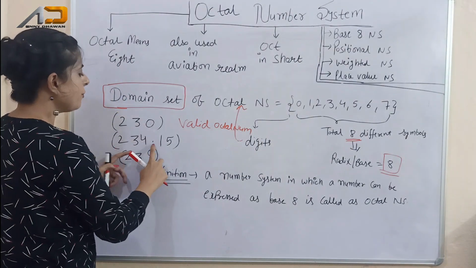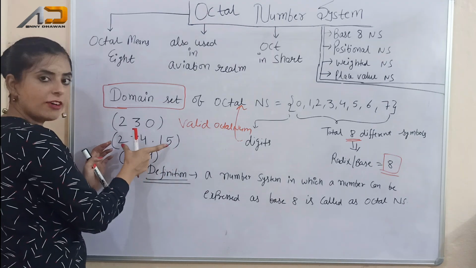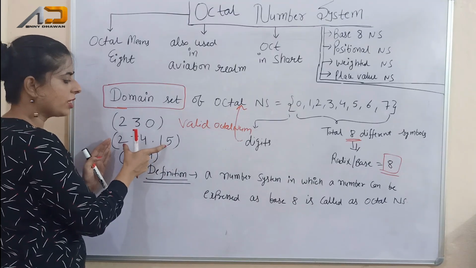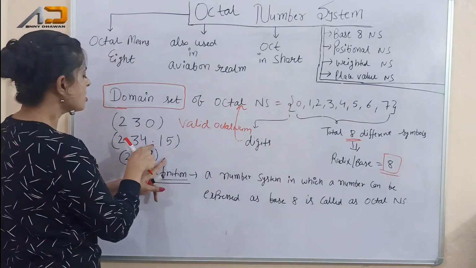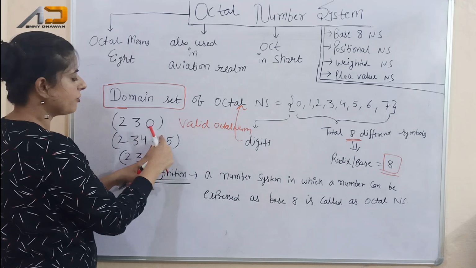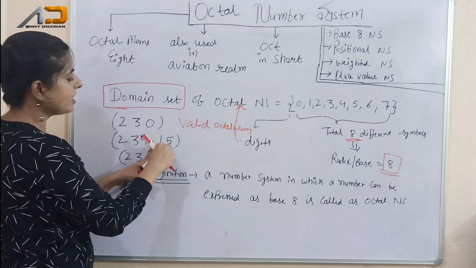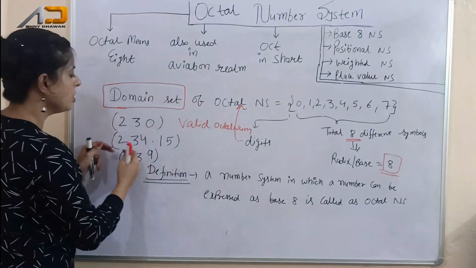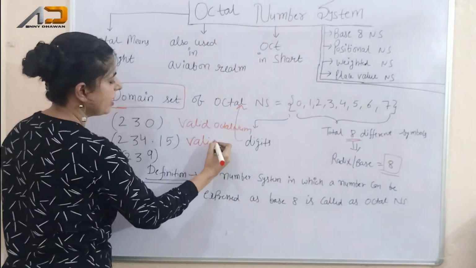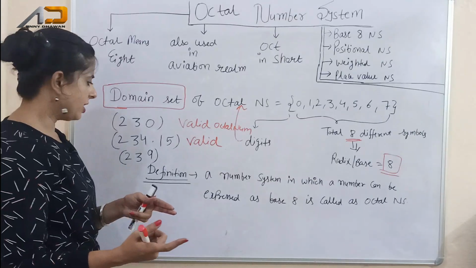234.15 is a valid fractional octal number. Why is it a valid fractional octal number? Because before the decimal point and after the decimal point, all the digits belong to the domain set of octal number system. So it's also a valid fractional octal number.